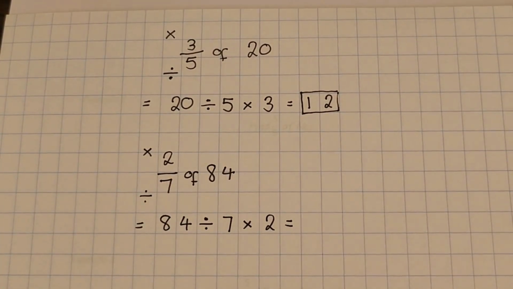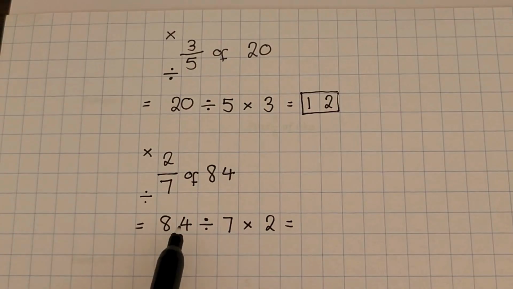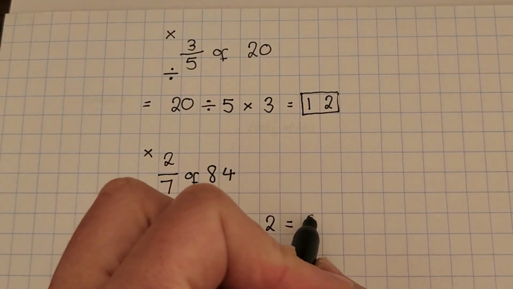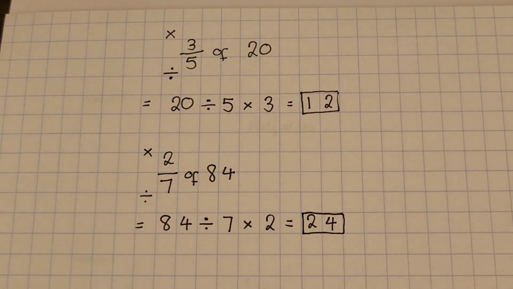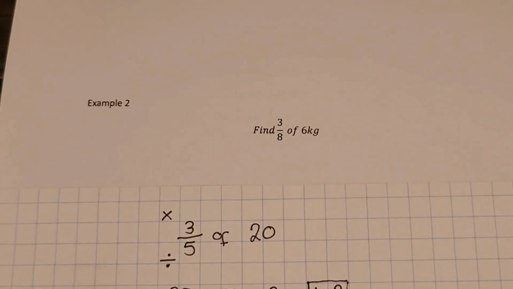Again, I've chosen nice numbers to begin with. So hopefully in our 7 times table, there are 12 7s in 84. And if I do 12 times 2, I should get 24 as my final answer. So pretty standard, those questions, in that if it's a nice number we can divide by, we can clearly see that we divide by the bottom and then we multiply it by the top.